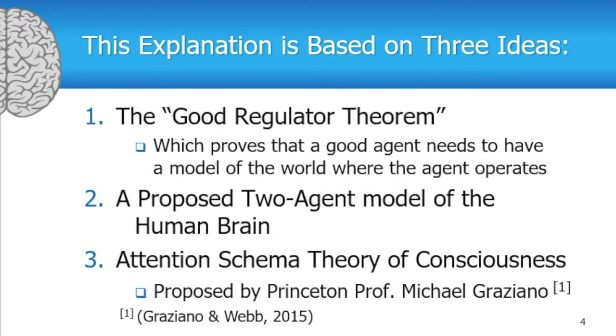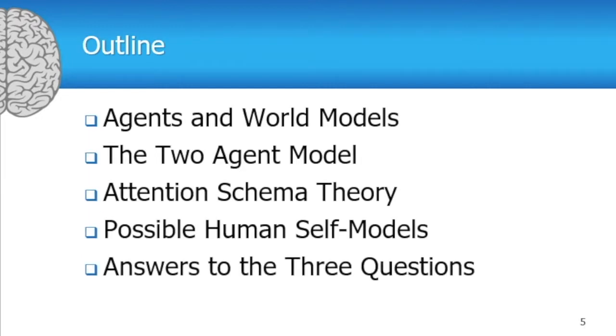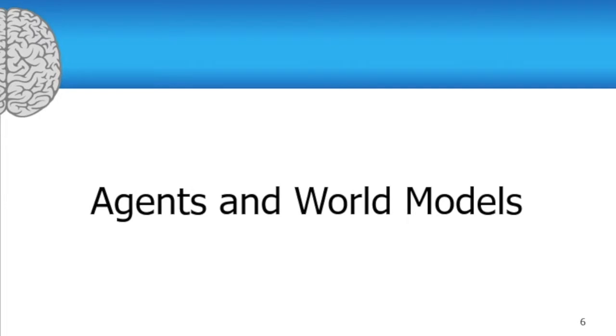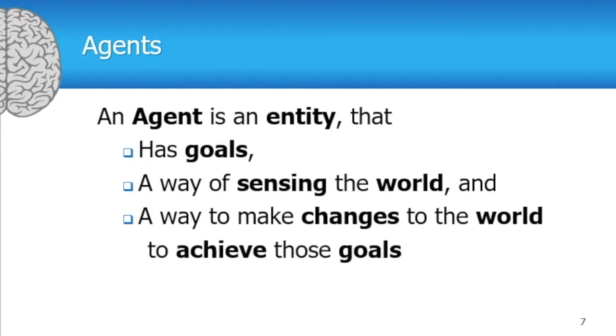Here is the outline of the talk. You can see we have a lot of ground to cover, so let's dig in and start with descriptions of agents and world models. An agent is an entity that has goals, a way of sensing the world, and a way to make changes to the world to achieve those goals.